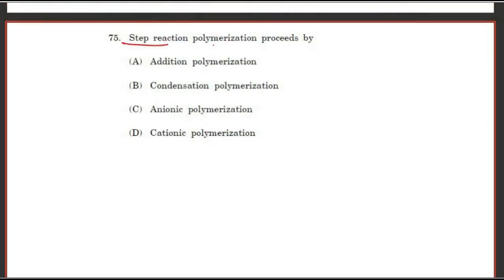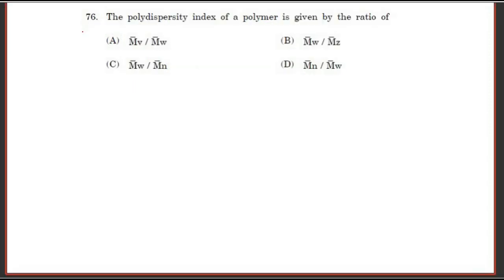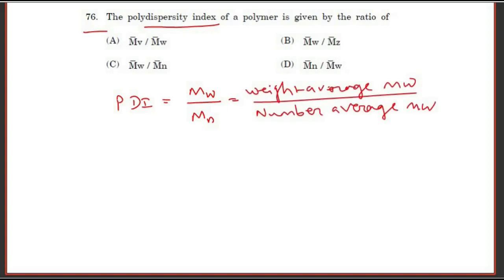A step reaction polymerization proceeds by condensation polymerization. The stepwise reaction does not follow in addition polymer, anionic or cationic. It is a condensation polymerization. Question number 76. The polydispersity index of a polymer, that is PDI, polymer dispersity index, is given as weight average molecular weight divided by number average molecular weight. In this option, C is the correct answer.